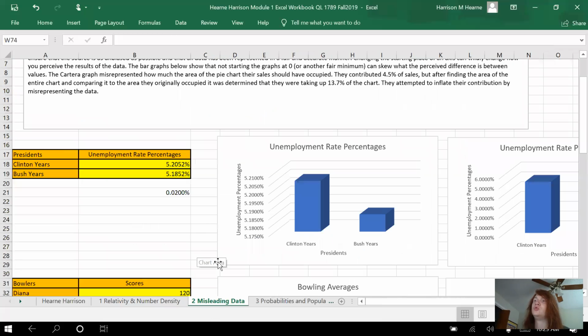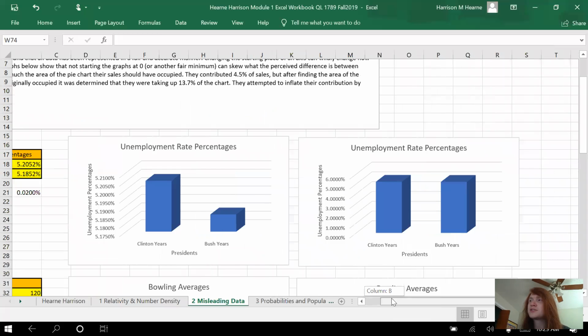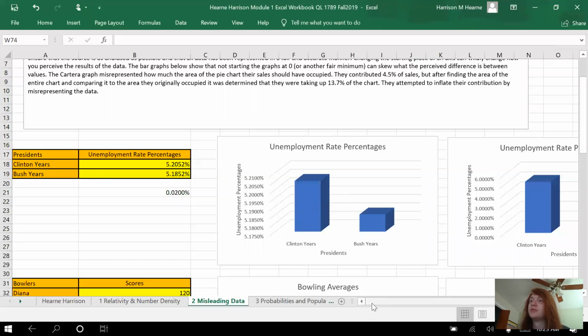So it's very important to be able to understand when data is being misleading, and be able to represent your own data fairly, so that you don't mislead other people, either intentionally or unintentionally. So as a fantastic example of this, we took the unemployment rate percentages for the years that Bill Clinton was in office, and for the years that George Bush was in office. And you can see in the table here, there's barely a difference between them. This is actually the difference right here.